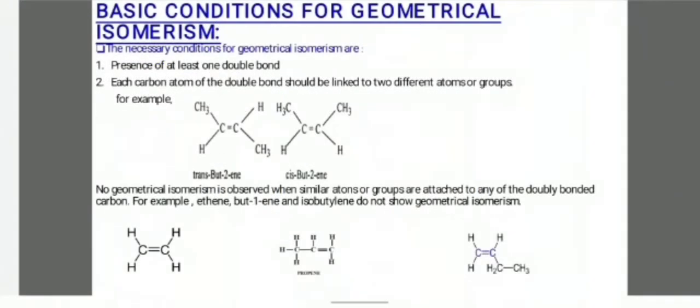There are some conditions which we have to apply. First is the presence of at least one double bond, and the second condition says that each carbon atom of the double bond should be linked to a different atom or group. Here the example is trans-butene and cis-butene. No geometric isomerism is observed when similar atoms or groups are attached to either of the double bond carbons. For example, ethene and isobutene do not show geometric isomerism.